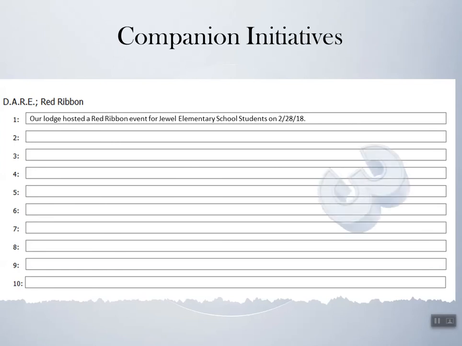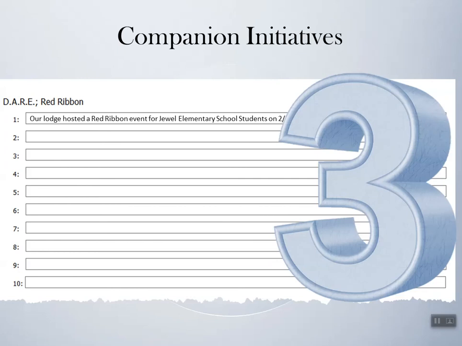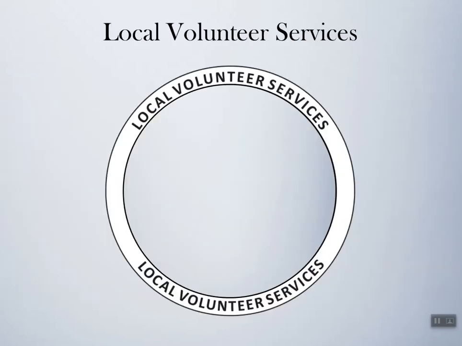You will be awarded 3 points for each accurately entered line item within the companion initiatives. The final outer ring of our Heart of the Community diagram is made up of our local volunteer services. This ring captures all donations and efforts which do not specifically fall under the core or companion initiatives. So basically, this is anything that benefits either your community as a whole or non-member residents of your community.